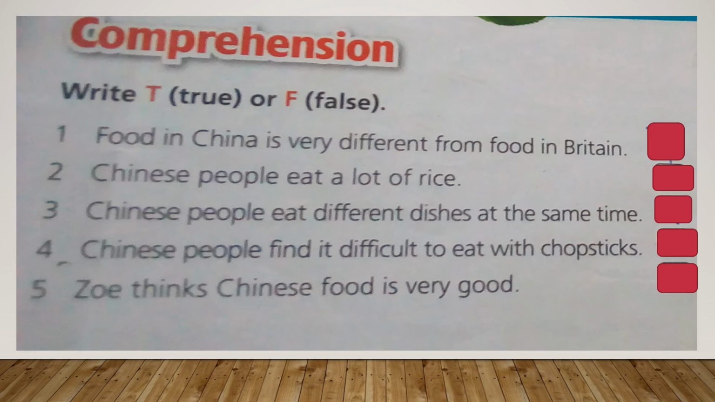3. Chinese people eat different dishes at the same time. The answer is true because people in China don't have just one main dish for dinner. They have several dishes and they eat them at the same time. 4. Chinese people find it difficult to eat with chopsticks. False. Chinese people don't find it difficult at all. 5. Zoe thinks Chinese food is very good. True. It was the very last sentence in the text. The food here is very good. These are the words of Zoe.